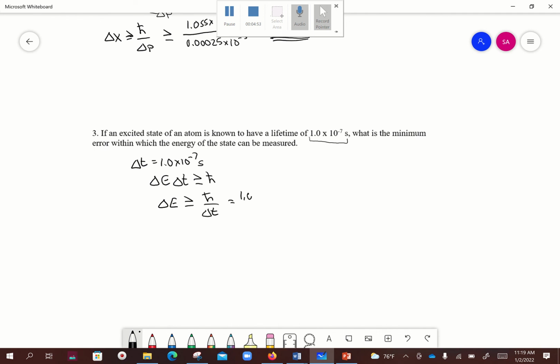And so again, it's just plug and chug: h bar, 1.055 times 10 to the minus 34, delta T, 1.0 times 10 to the minus 7. I get 1.055 times 10 to the minus 27 joules. So that's a pretty small uncertainty in the energy, even if your energy is only electron volts, and an electron volt is 10 to the minus 19 joules, right? So it's still very small compared to the energy of an atomic state.